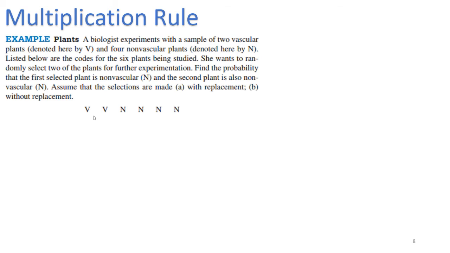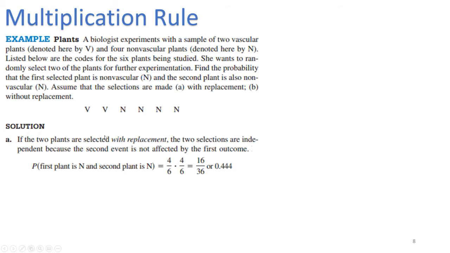It won't matter which choice she made in the first selection. However, if it's done without replacement, then it will matter what selections she made. So let's take a look at this. If the 2 plants are selected with replacement, the 2 selections are independent. And so what's the probability of picking a non-vascular plant the first time and picking a non-vascular plant the second time? It's 4 over 6 times 4 over 6. And that's that. You get 0.444.